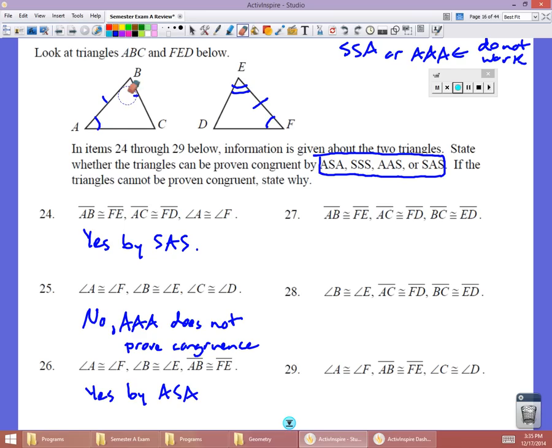Okay, once again, going back to the triangles, we're going to erase them and take a look at number 27. So in 27 we have AB congruent to FE, AC congruent to FD, and BC congruent to ED. In this case we have 3 sides in one and 3 sides in the other, so that is yes by side, side, side. Now when you're doing these problems, it's very important that you mark the triangle accurately and that you take time to actually mark the triangles.